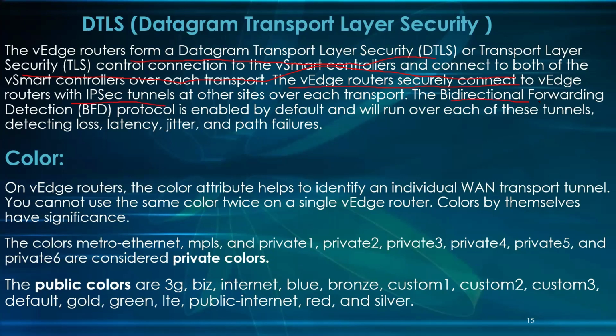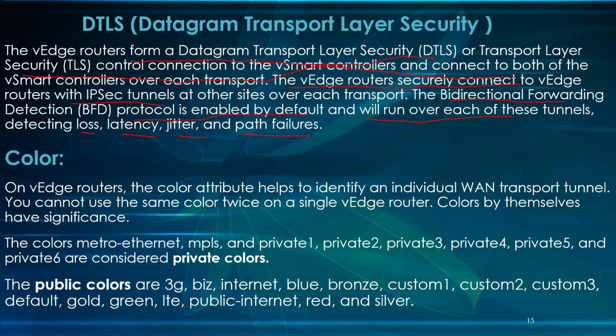The bidirectional forwarding detection, BFD, protocol is enabled by default and will run over each of these tunnels to detect the loss, latency, jitter, and path failure, right? If there is a path failure, it will immediately trigger the routing protocol running on top of it to converge the path. And if it is loss or latency, intent-based routing will come into the picture to move the traffic onto the other, better path based on the SLA measurement you run on top of that.